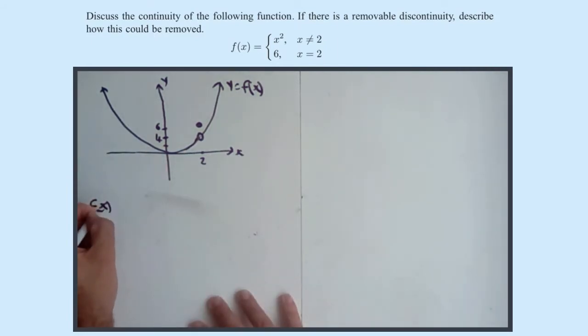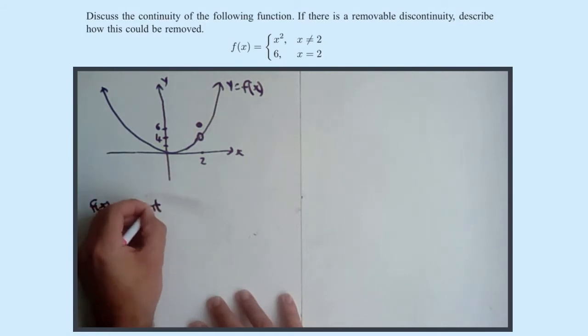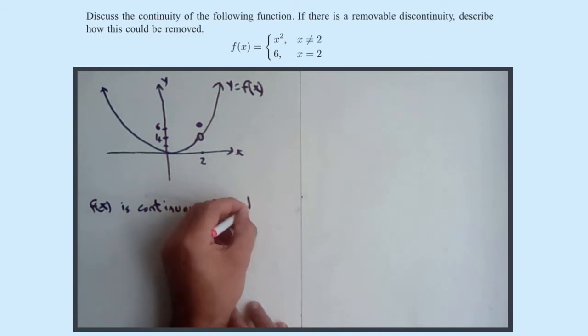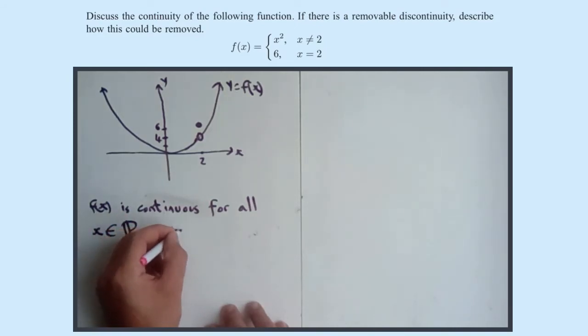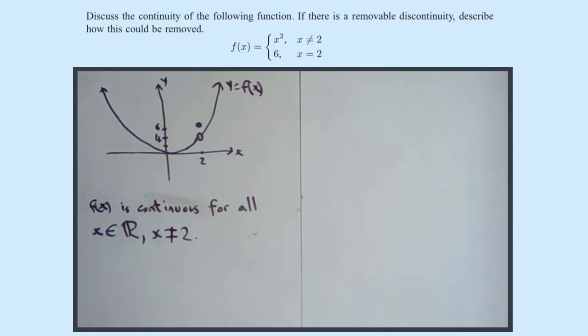So f of x is continuous for all real x, but it's not continuous here. There's clearly a problem when x equals 2, so let's have a think about that. For f of 2, it is defined, but it equals 6. That is enough to know that the value of this clearly isn't the limit. Let's just write the limit.